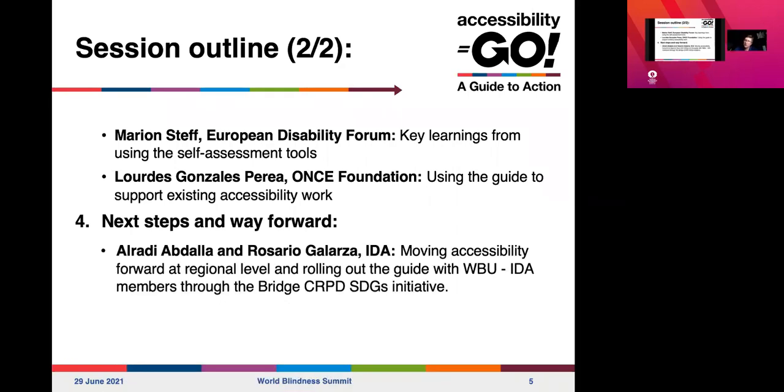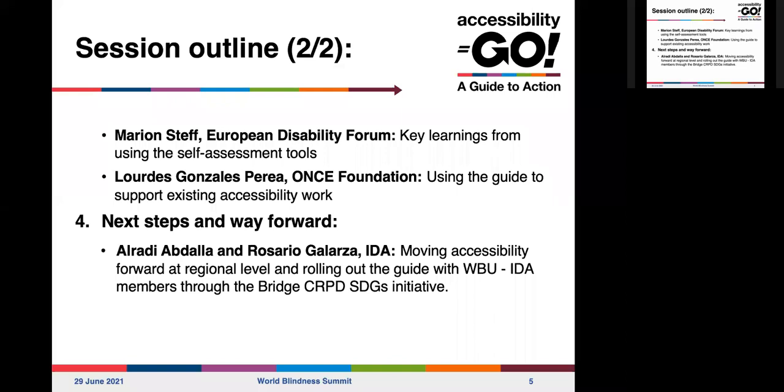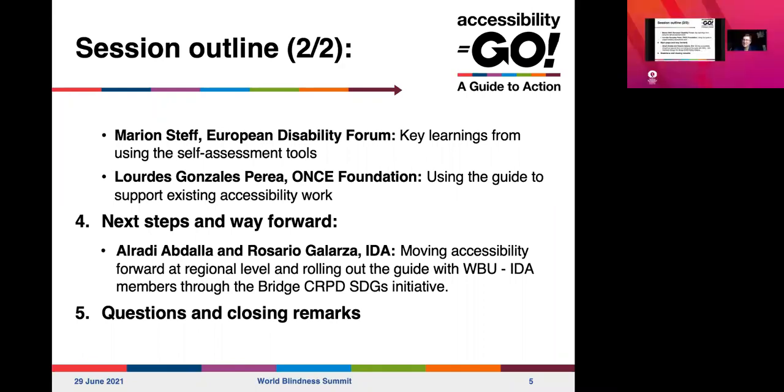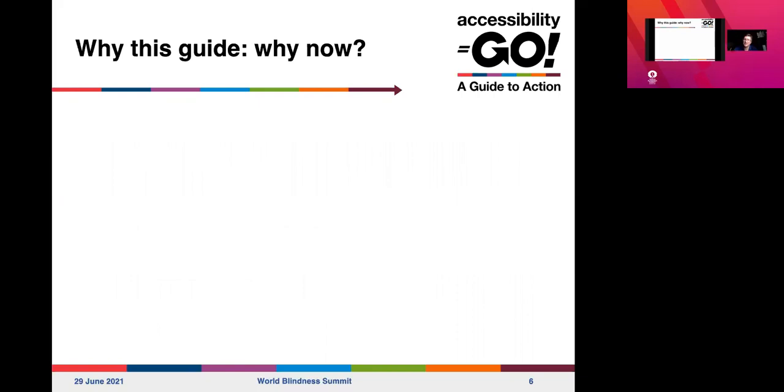Ultimately, we'll take a look at the next steps and way forward, and we'll have further discussion with Cathy, Al-Hadi, and Rosario around moving accessibility forward at the regional level, and what it implies in terms of rolling out the guide and working with World Blind Union and also the Bridge alumni as part of the Bridge CRPD and Sustainable Development Goal initiative. And we will be finishing the session with some questions and closing remarks. While I will be in charge of the PowerPoint during that session, my colleague Cathy will also look at the Q&A and the chat box to see if we have questions coming up, and we'll make sure we address them as we go forward.